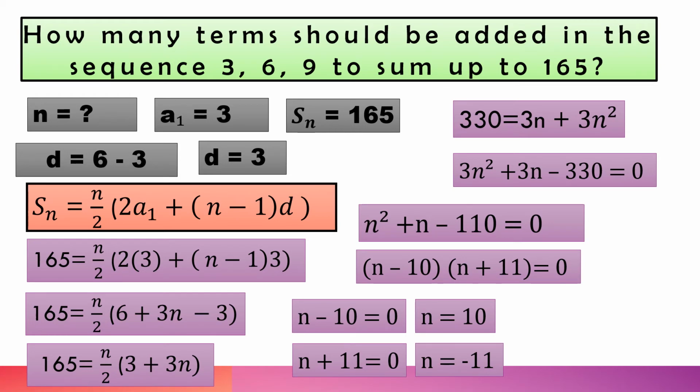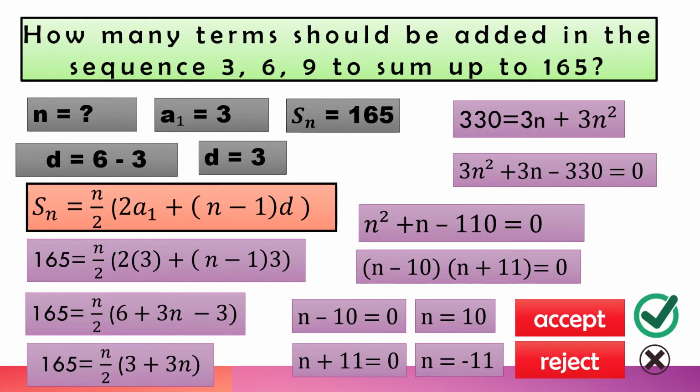Since we are asked to identify the number of terms, we are going to accept n is equal to 10. And we are going to reject n is equal to negative 11. Take note that we are going to accept positive integers since we are asked on the number of terms to be added. We therefore conclude that there are 10 terms in the sequence 3, 6, 9 to sum up to 165.